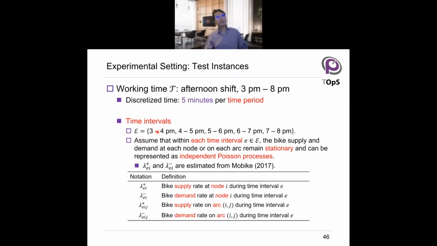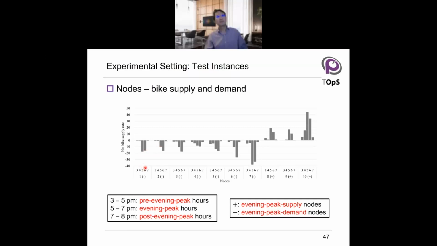So we decompose the time into intervals of 1 hour each, 5 time intervals. So the time interval is how we estimate the data, and within each interval we assume the arrival and departure rate, or supply and demand rate, is stationary with an independent Poisson process, and we estimate these lambdas also from the data. And this will show from 3 to 4, 4 to 5, 5 to 7. So each of these represents one time interval, and we see that nodes 1 to 7, we call an evening peak demand node, because during the evening peak they need more bikes because there are many users. For example, they leave their office, they want to ride bikes to a subway station. And nodes 8 to 10, we call evening peak supply nodes, because they have more and more bikes accumulated. They supply bikes.